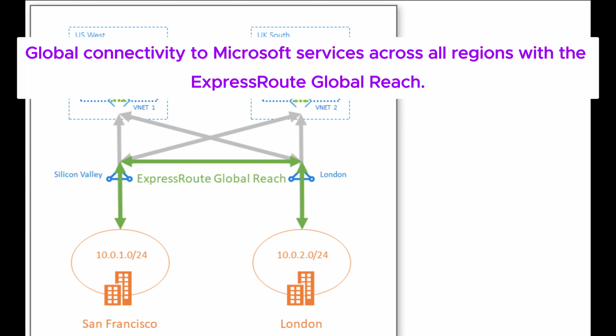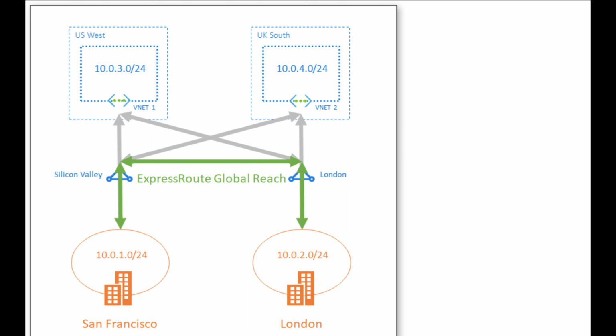So, what is Global Reach? In this diagram, you can see you have two data centers, one in San Francisco and the other in London, and you want to connect these two data centers privately via the Azure cloud. Azure provides you the ExpressRoute feature called ExpressRoute Global Reach. Using this Global Reach feature, both offices can use high-speed connectivity to connect to Azure services as well as other on-premises networks. The San Francisco office would have a high-speed connection to Azure services as well as a high-speed connection to the London office.